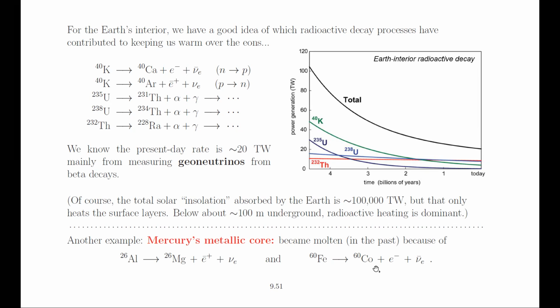We also think this might have happened on Mercury. Mercury is very close to the sun. It's got a large metallic core that's filled with iron and other heavy metals, and we think it's molten. And the reason that it became molten wasn't just the solar input of energy because it's so close, but also a lot of these different radioactive decays that can eventually produce energy. So that's one of the planetary science applications. How do planets retain their heat?